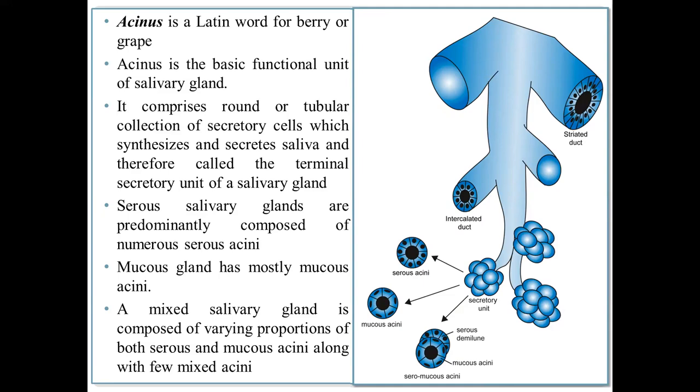The serous salivary glands are composed mainly of serous acini, and the mucous glands are mostly mucous. Another type is the mixed salivary gland. There you can see both mucous acini and serous acini, and they are arranged in a form called demilunes.